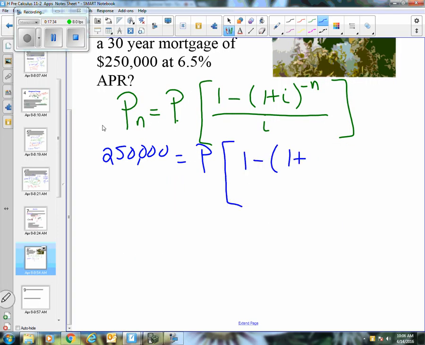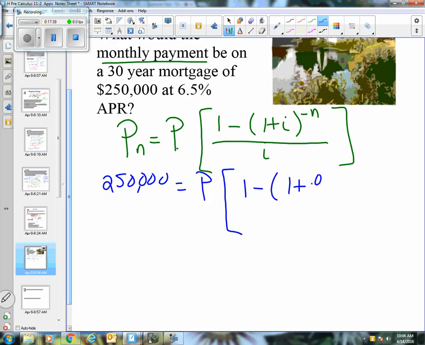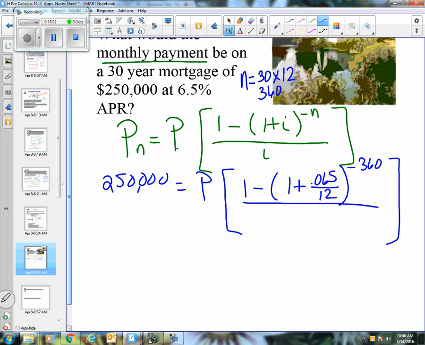1 plus, let's talk about i now. So i is the interest rate per payment. We're paying 6.5% interest and we're making monthly payments, so they're going to take that 6.5% and spread it out over 12 payments each year. To the negative n. n is the total number of payments that you're going to make. Over a 30-year loan, paying 12 times a year, you're going to be making 360 payments. Make sure you realize that's a negative exponent, so that's a 1 over, a reciprocal. And then divided by i again, which is 0.065 divided by 12.